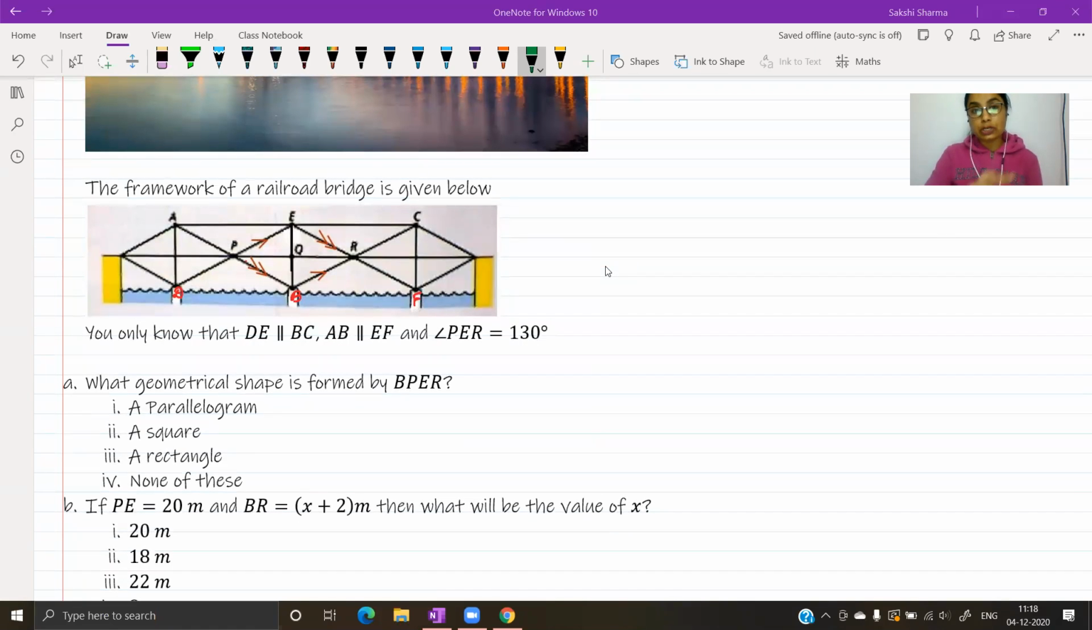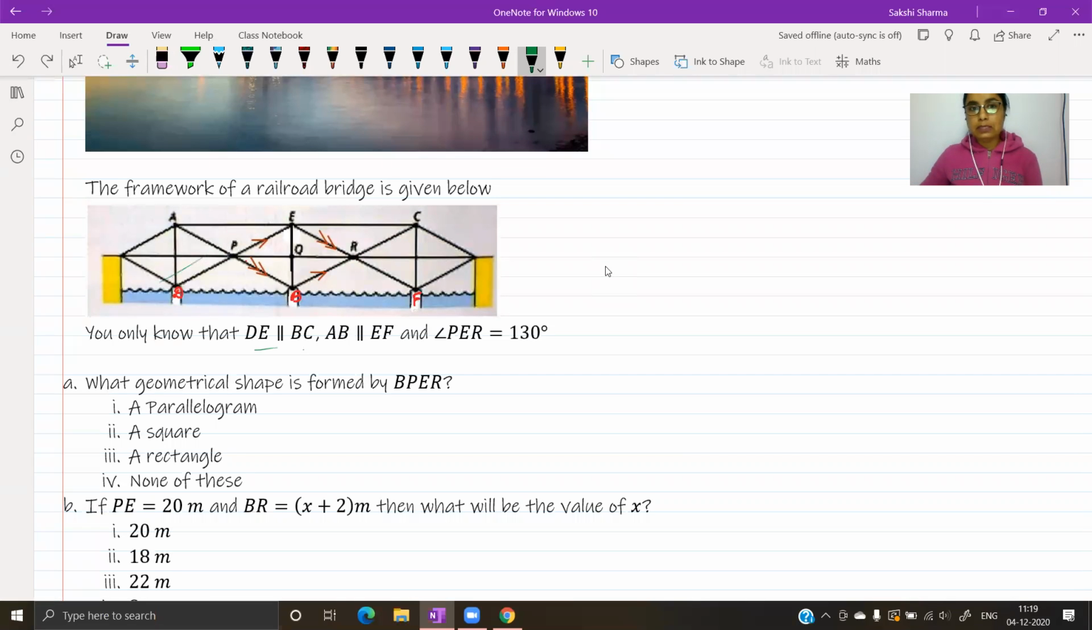Now in the next picture, you have a framework. Now you can see crisscross, vertical, horizontal lines there. This just represents a framework. This is how the structure will be created. And in this structure, the condition given to you is DE parallel to BC. It's indicated also. DE is parallel to BC. So DE is this line, BC is this line.